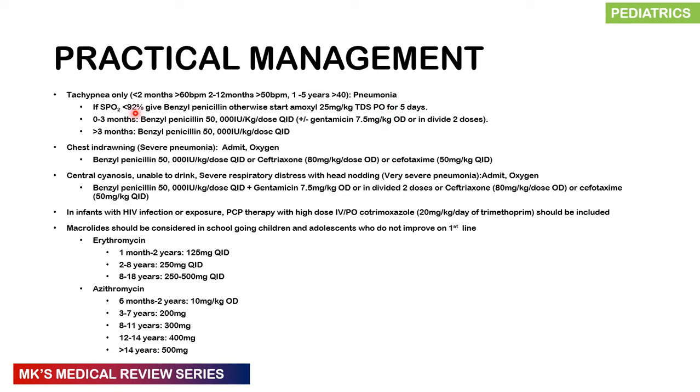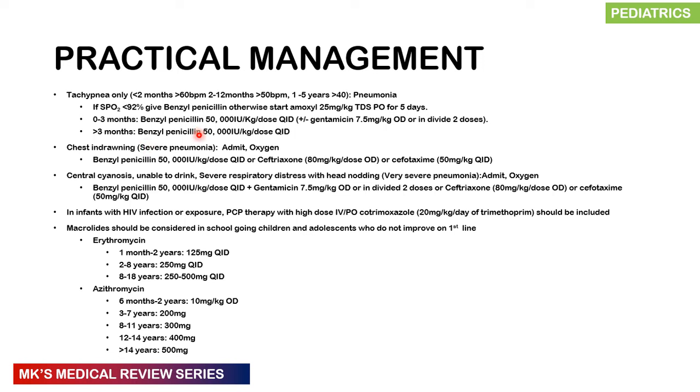If they are between 0 to 3 months, benzopenicillin 50,000 international units per kg per dose QID, and this is with or without gentamicin 7.5 milligrams per kg once a day, or you can give it in 2 divided doses. For those that are greater than 3 months, we just cover them on benzopenicillin. That's our crystalline penicillin at 50,000 international units per kg per dose 4 times a day.